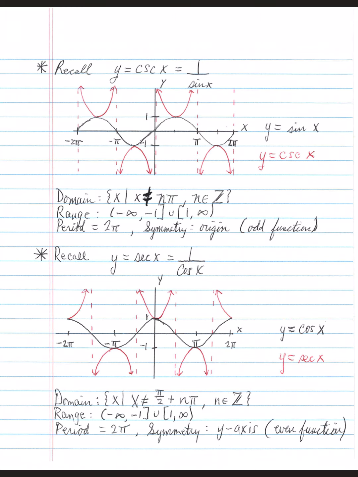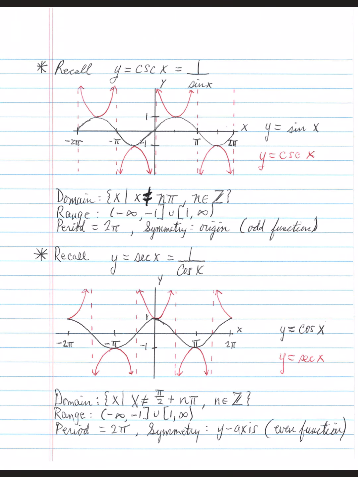The distance it takes horizontally to run one cycle is still 2 pi. You have a valley followed by a hill, and it takes 2 pi units to get it done. Only concentrating on the red ink, if you flip that graph upside down, it looks the same. So it has origin symmetry, and it's an odd function.